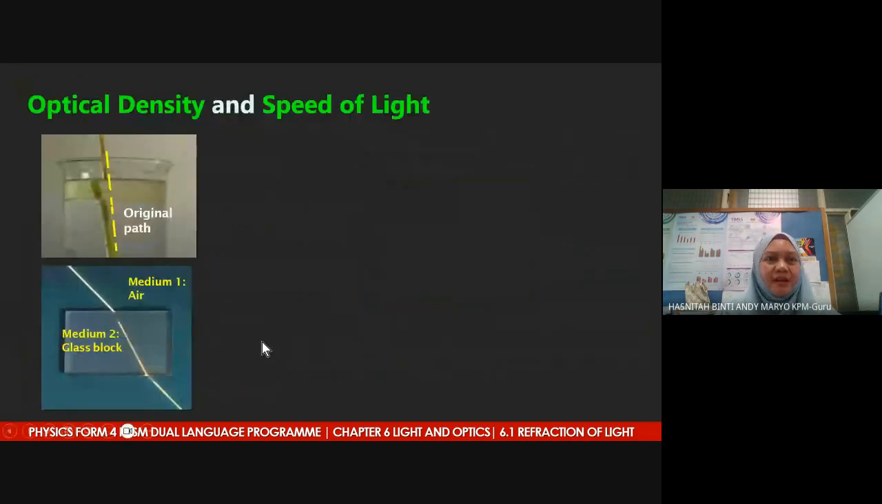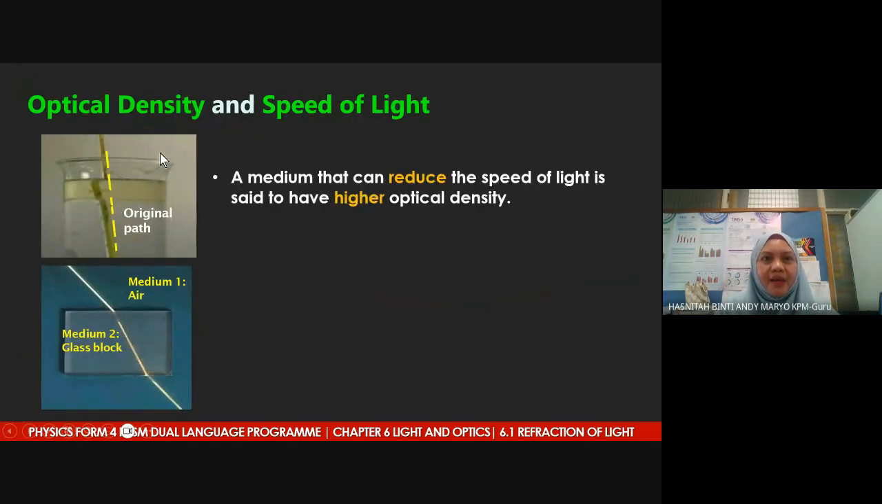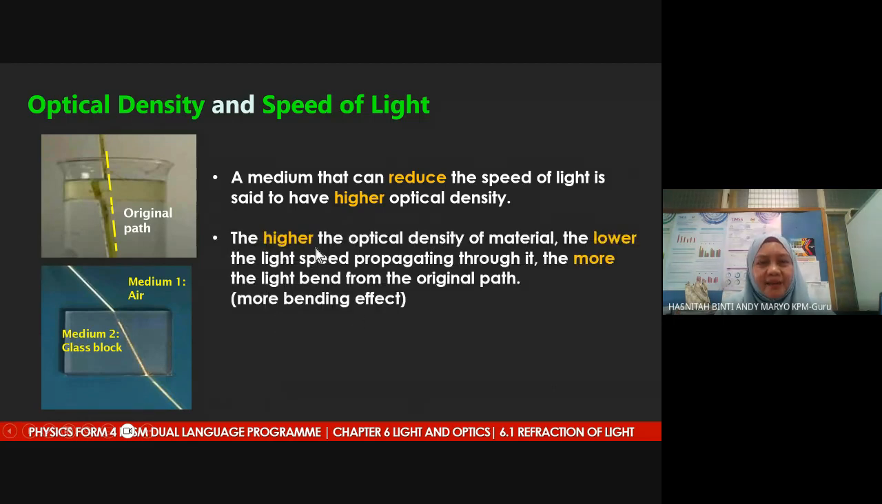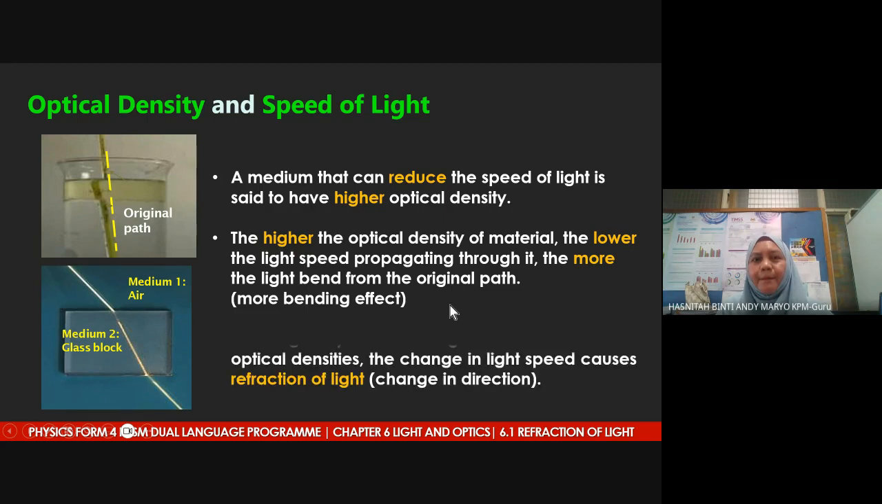Next, students, a medium that can reduce the speed of light is said to have a higher optical density, as we compared oil and water just now. Second, you have to understand that the higher the optical density of a material, the lower the speed of light propagating through it, which means the light will be bent more from the original path. So it will refract more, right?